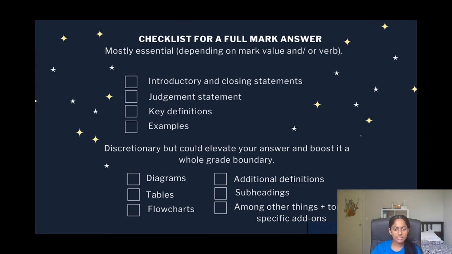And this is a nice checklist that helps to show you the different needs. So you would ensure that you have introductory and closing statements, as well as judgment statements included, whether it's an evaluate question or an assess question. Also ensure that you have key definitions and examples embedded throughout your answer. If you want to be like that fanfic student, ensure that you have a lot of diagrams, tables, and flowcharts whenever you can. And once you're in the 8 markers, 9 markers, you definitely want to be subheading your response, because without subheadings, you lose marks, especially in chemistry. So for those folks who are doing chemistry as well, just be aware of this.